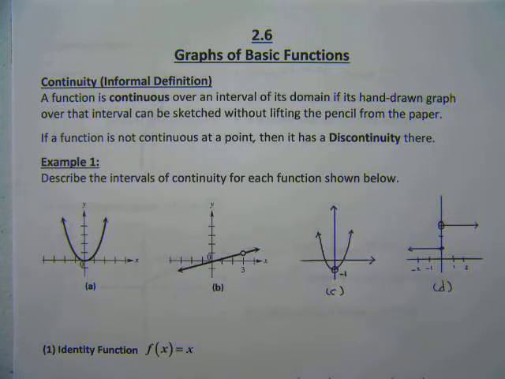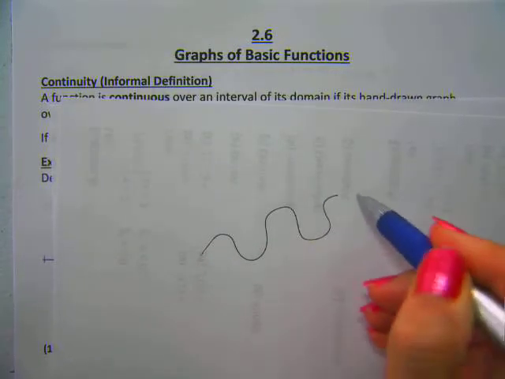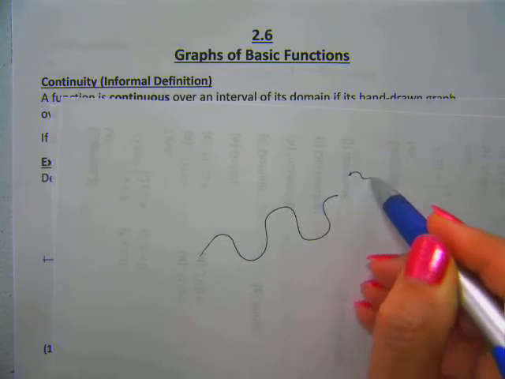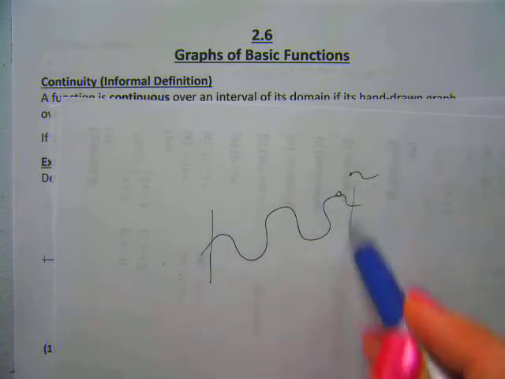It says that a function is continuous over an interval of its domain if its hand-drawn graph over that interval can be sketched without lifting the pencil from the paper. So as long as you can graph the function without having to stop for a reason to go somewhere else or to have a hole, then the function is continuous over that interval.